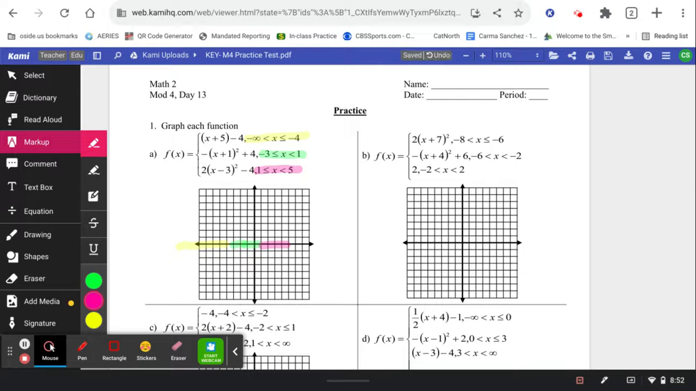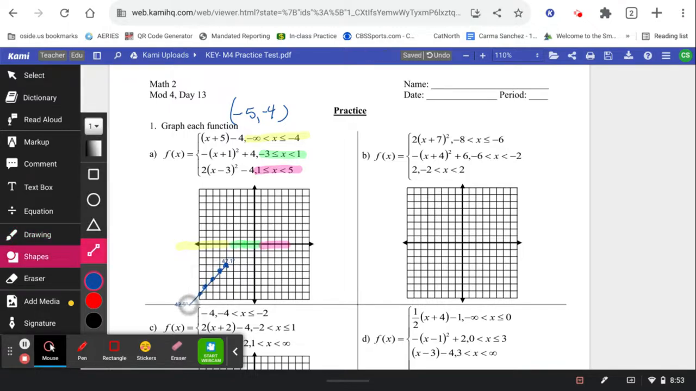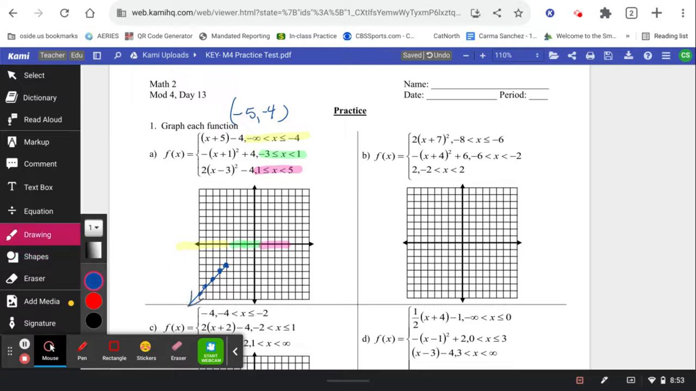Okay, so the first one is linear. It's got a critical point here at x1, y1 of negative 5, negative 4. So go back 1, 2, 3, 4, 5, and down 1, 4. And then my slope is an invisible 1. And I'm going up 1 over 1 to a closed dot at the end of the domain window there. And then I'm going back and down into infinity. There's piece number 1.